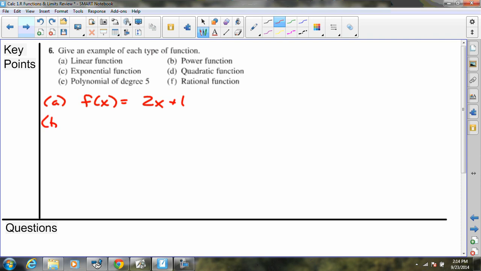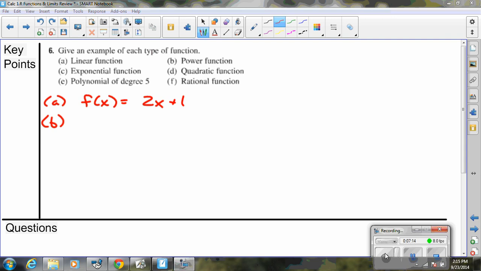Part B, a power function has the form of something like g of x equals x cubed, where the variable is the base of the power. That contrasts with part C, an exponential function, because exponential functions are the exact opposite, where the variable is the exponent instead of the base.